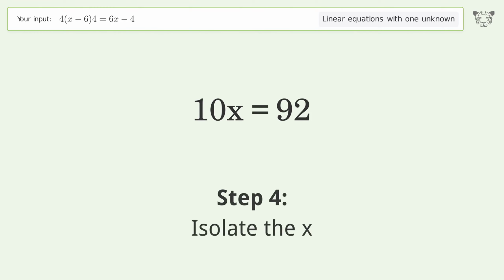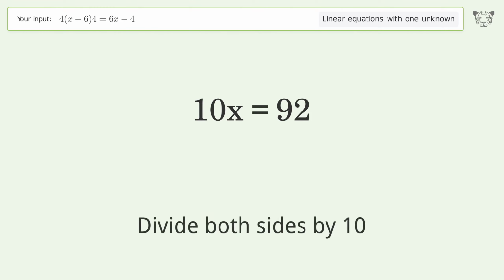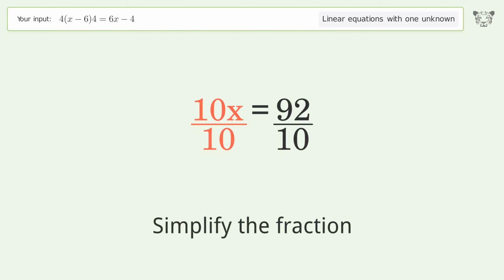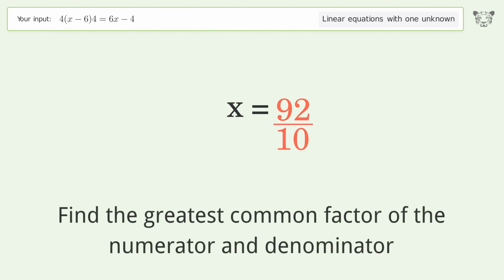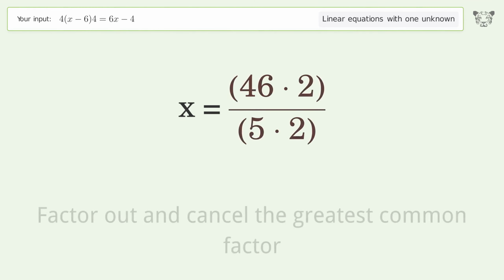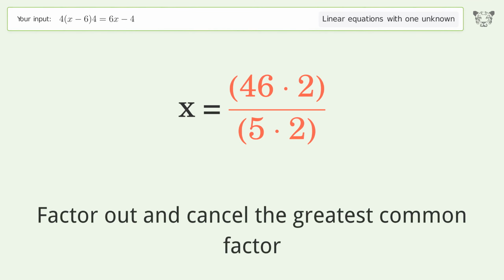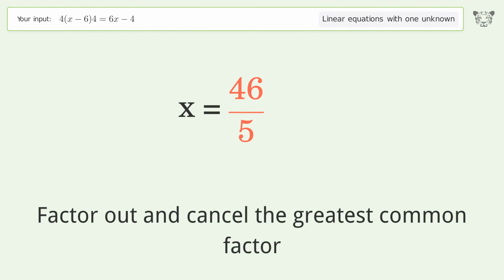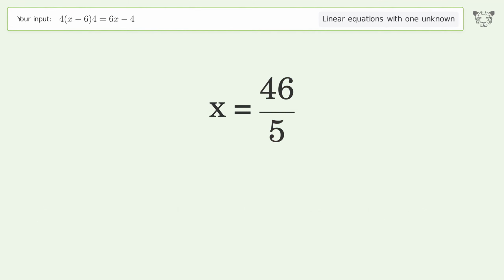Isolate the x. Divide both sides by 10. Simplify the fraction. Find the greatest common factor of the numerator and denominator. Factor out and cancel the greatest common factor. And so the final result is x equals 46/5.